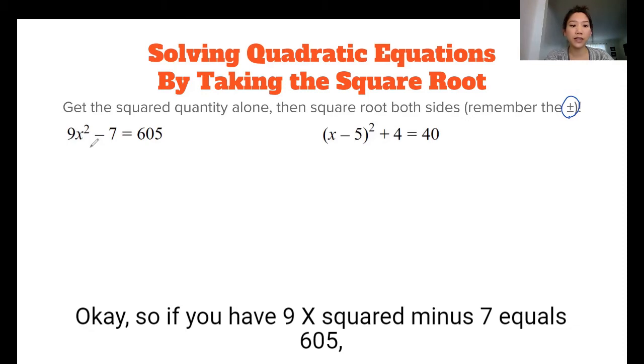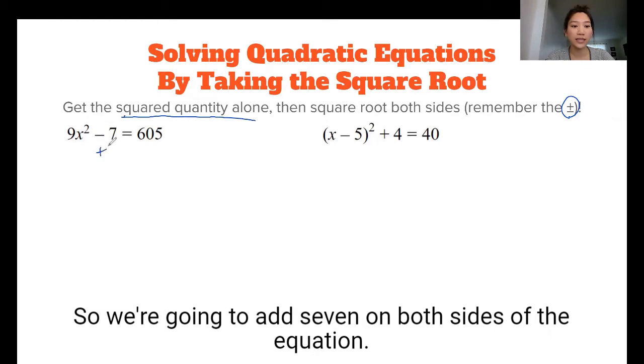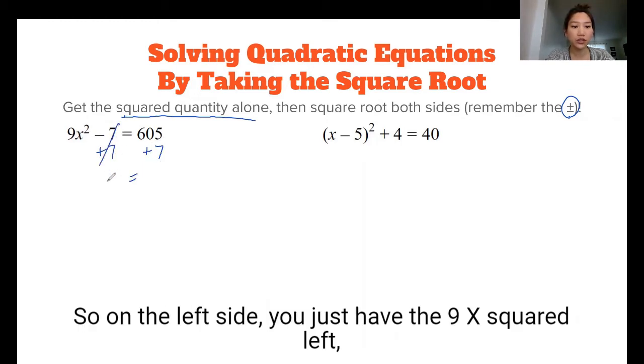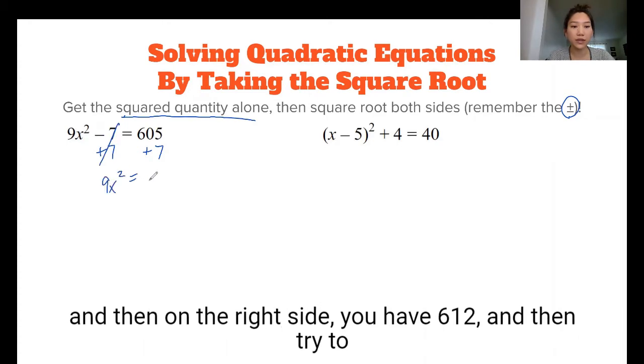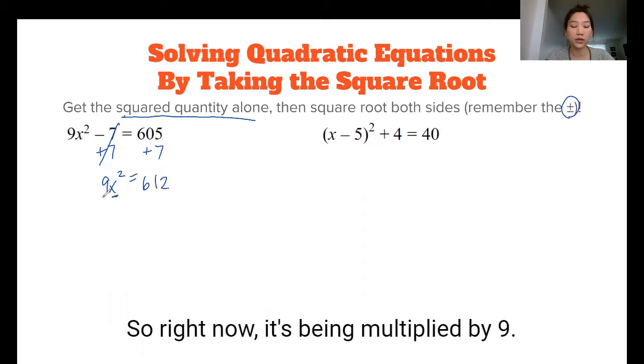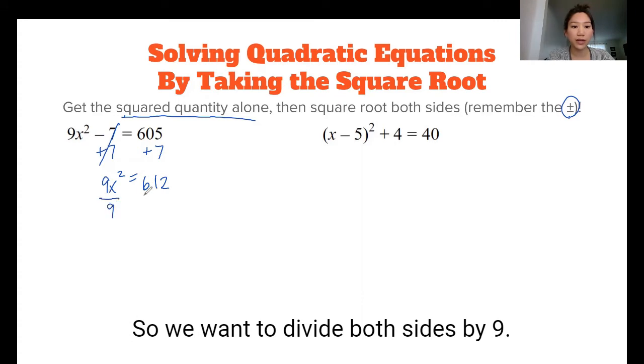Okay, so if you have 9x squared minus 7 equals 605, you want to get the squared quantity alone first. So we're going to add 7 on both sides of the equation. On the left side, you just have the 9x squared left, and on the right side, you have 612. Then try to, again, get the squared quantity alone. Right now, it's being multiplied by 9, so we want to divide both sides by 9.